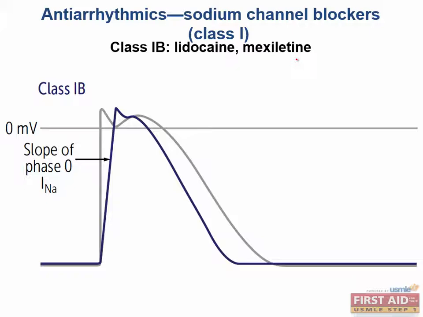Now, Class 1B drugs inhibit the same fast sodium channels that we discussed in the group previously, 1A. But unlike the Class 1A, these drugs will actually shorten the action potential duration. How is this possible to shorten the action potential if we're actually blocking the sodium channel?